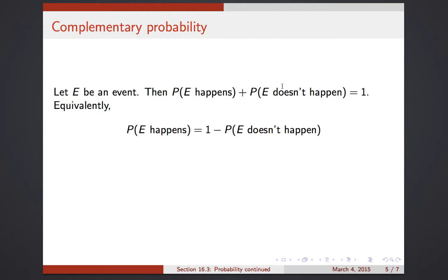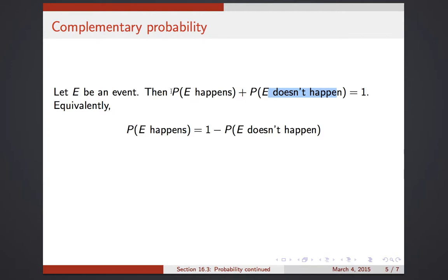Either E happens or it doesn't. Those are only two options. So if you look at the individual probabilities of both of those, you've exhausted all the possibilities, right? Every outcome is either in E or not in E. So all this is really saying is that E happening and E not happening, those two events by themselves take up the entire sample space. So when you add the probabilities together, you get 100%.